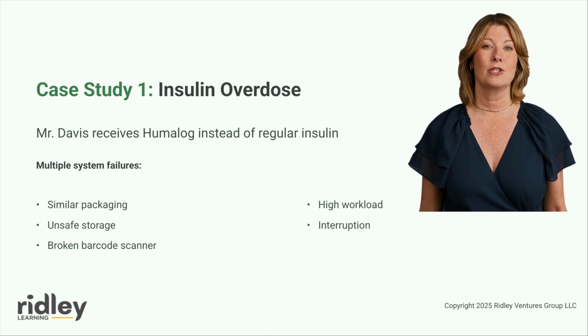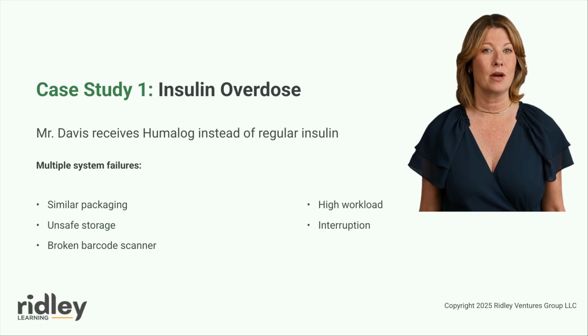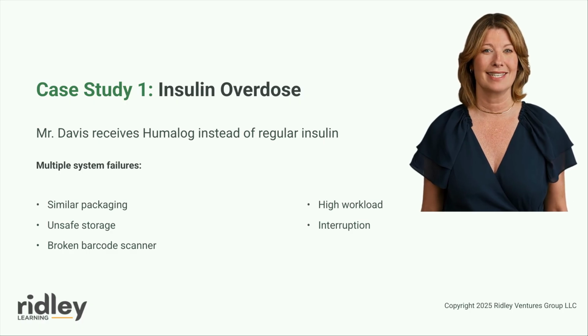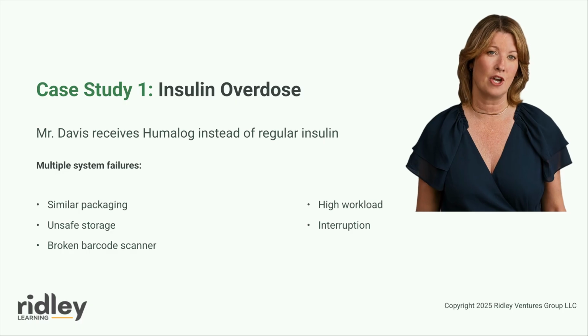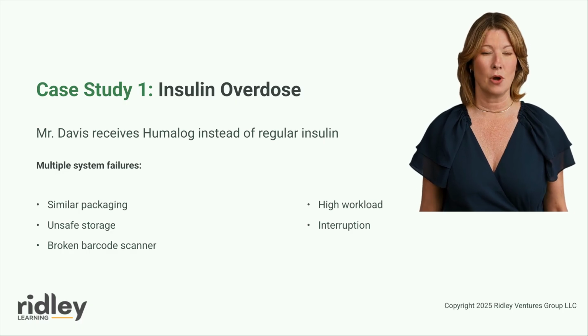It is discovered that the nurse inadvertently grabbed a vial of Humalog, a rapid-acting insulin analog, instead of regular insulin. The 2 vials have similar packaging and were stored next to each other in the same drawer. The hospital's barcode medication administration system was not used because the scanner in that room had been malfunctioning for a week. The error in this case was that a patient received the wrong type of insulin, leading to a severe hypoglycemic event. This is a classic medication error involving a high alert medication.